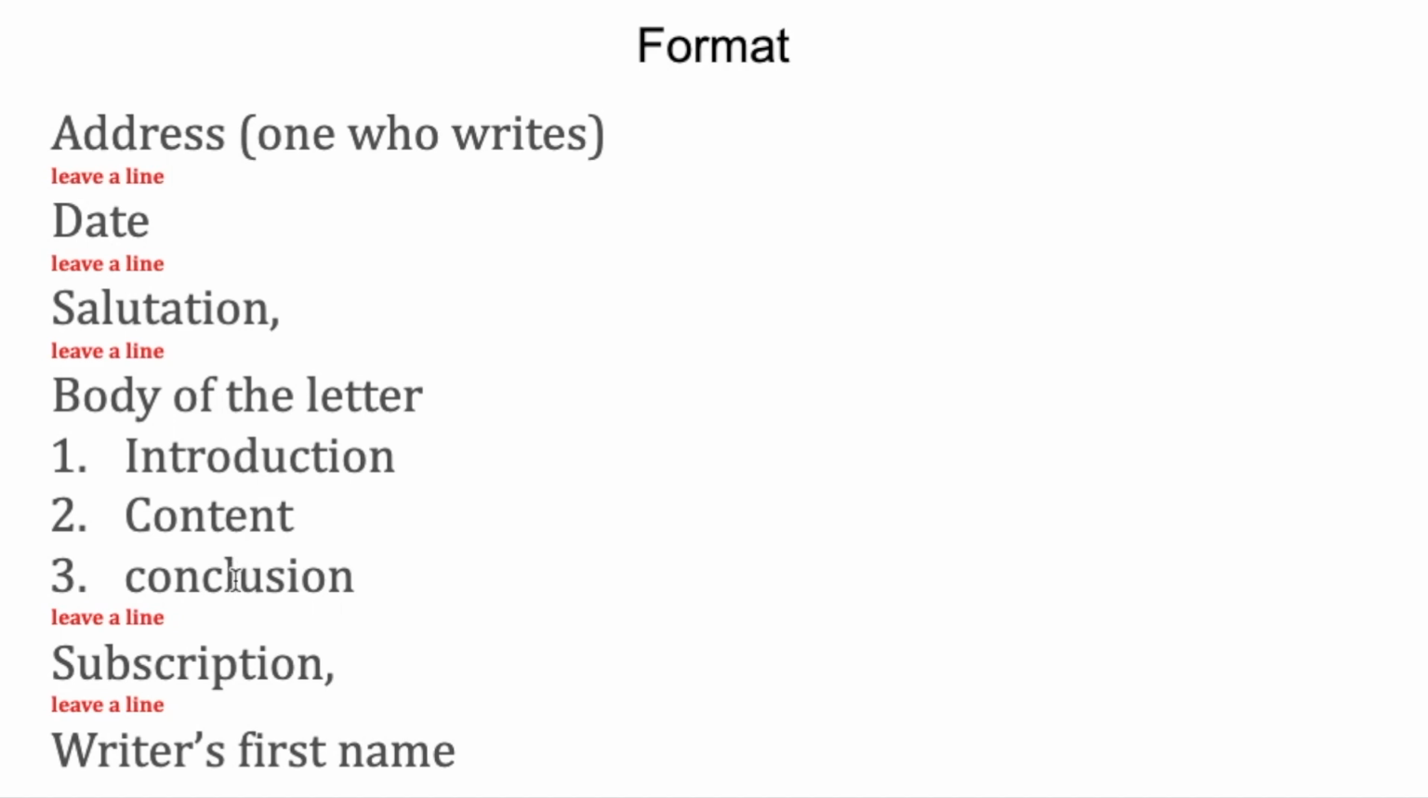The introduction should be catchy. It shouldn't be a question like, how are you doing? No, it can just be a hint of what the main content of the letter is going to be. Then you conclude. After you conclude, you leave a line and write the subscription. When you end the letter, you end it with yours lovingly or your loving friend. We'll see the different types of subscription. Then you leave a line and end the letter with your first name.